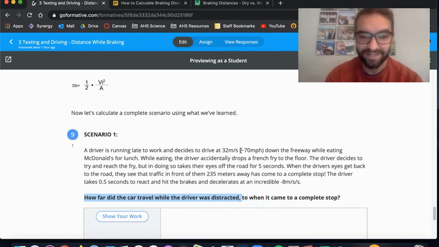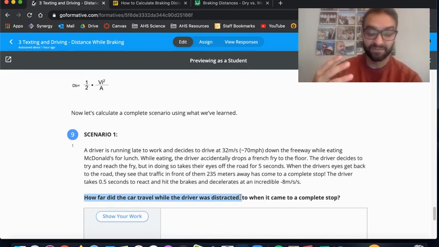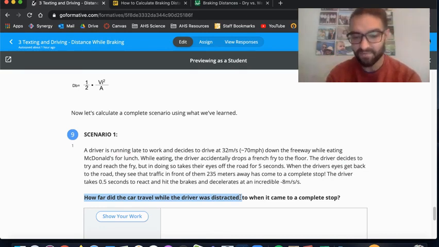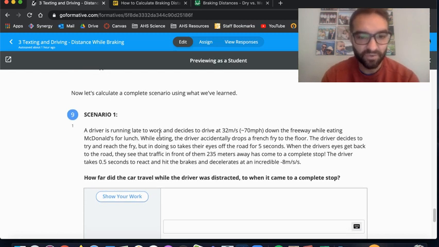So again, really the entire scenario of being distracted, not seeing what's going on, and then reacting to something that they need to stop for, and then actually braking and coming to the stop. So scenario one, here it is. A driver is running late to work and decides to drive at 32 meters per second, which is about 70 miles per hour. That's above the speed limit, just for the record.